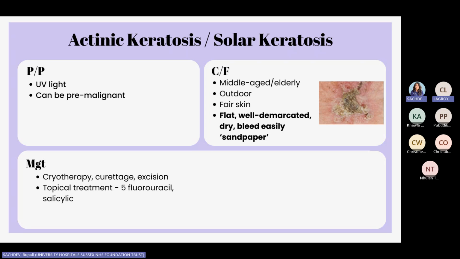Yeah. So again, it's middle-aged or elderly people who have been exposed to the sun a lot. People sometimes say, oh, I used to work as a farmer and I've been getting these for the past few years now. So very outdoorsy people, more fair-skinned people as well. They're going to be quite flat, well demarcated and dry, and they bleed easily. A major buzzword is sandpaper-like appearance. They love to use that word to describe actinic keratosis.